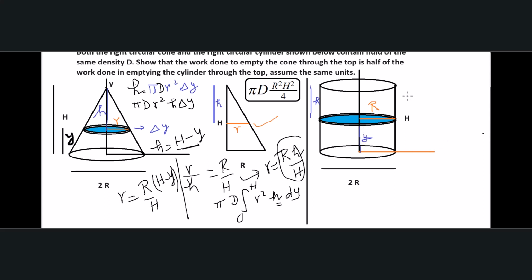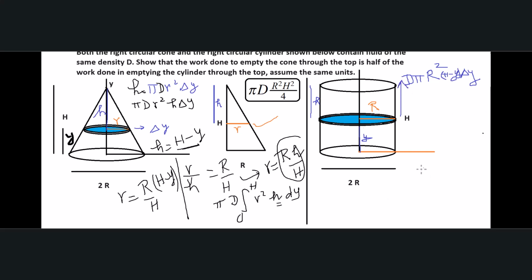Okay, so what we are doing now is that, again, d is the density, pi capital R squared dy or delta y is the volume. So this is the volume, and we are again carrying it up by what distance? Capital H minus y, because that's what we are lifting it up by.